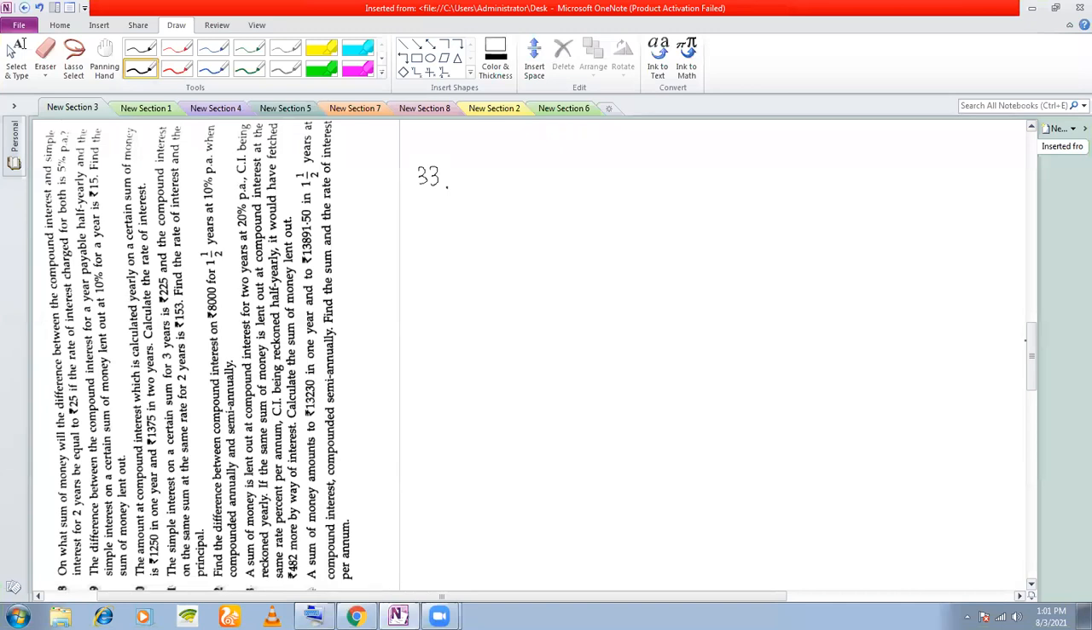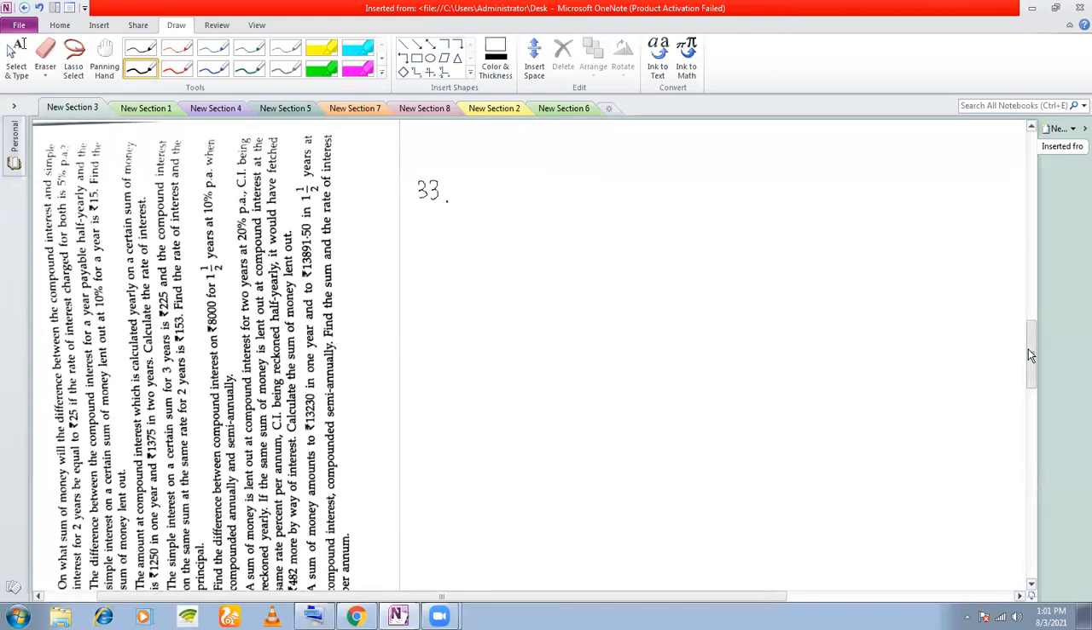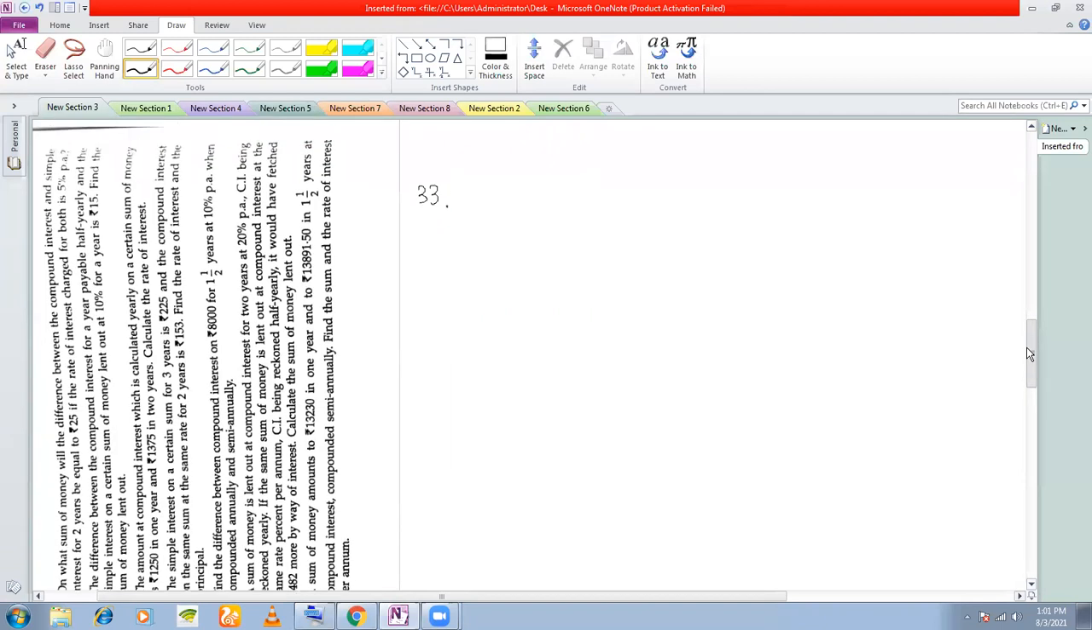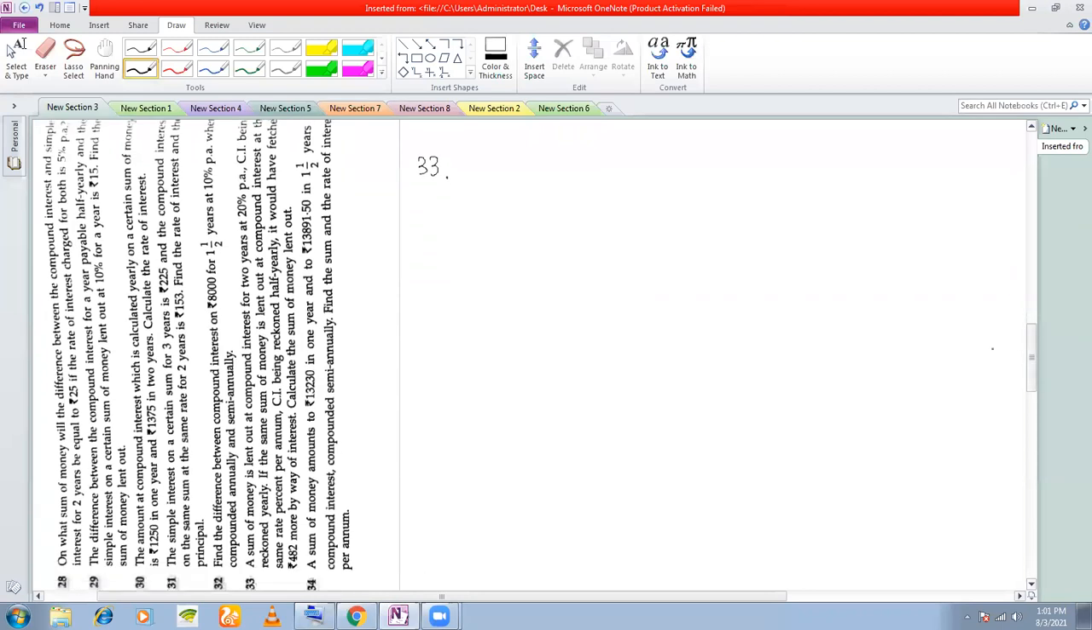If the same sum P is lent out at the same rate per annum, but this time if the interest is compounded half yearly, it would have fetched rupees 482 more. Now tell me which one will fetch more interest, half yearly one or the yearly one? The half yearly one will fetch more interest.